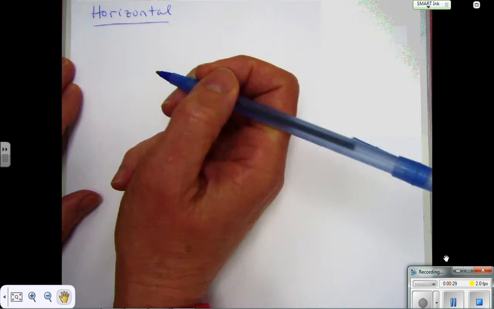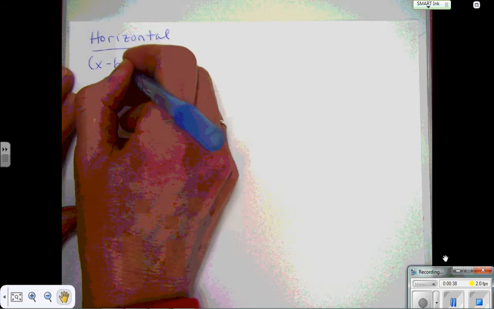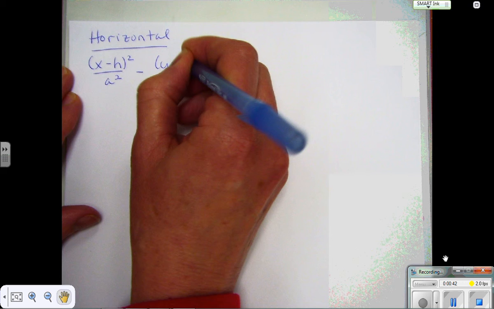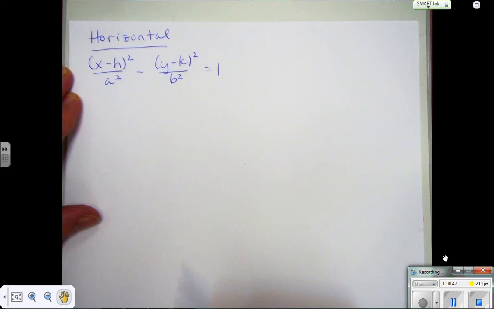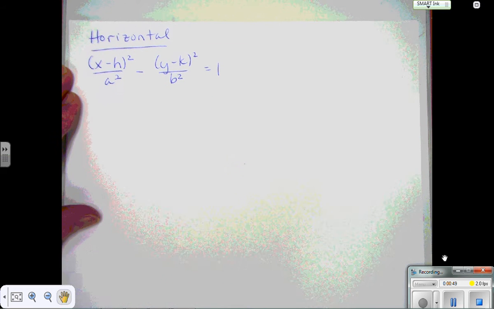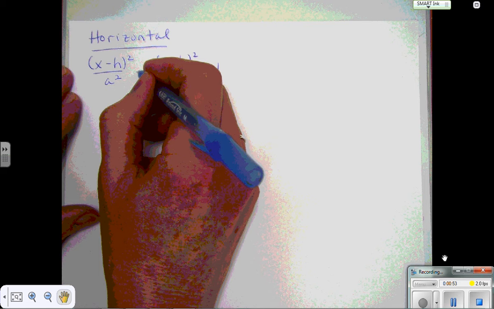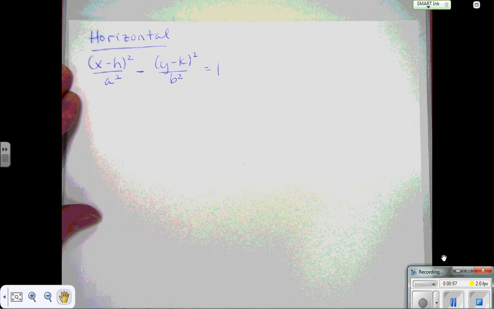The horizontal hyperbolas, the standard form for their equation is x minus h squared over a squared minus y minus k squared over b squared equals 1. So you can see that the equations look a lot alike. It's just that hyperbolas are being subtracted where ellipses are being added together.